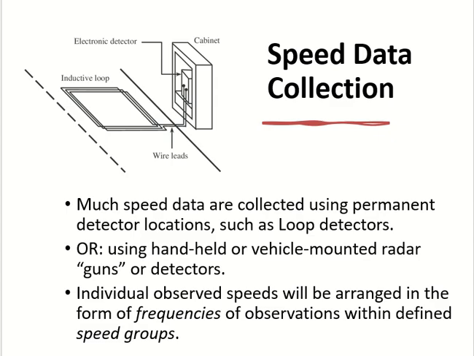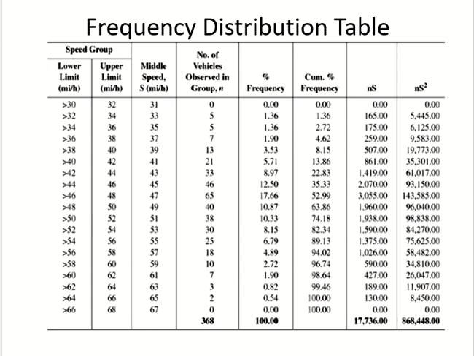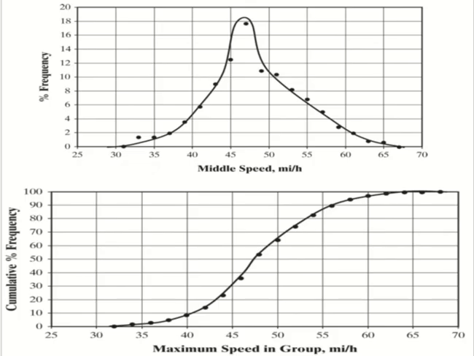How do we collect spot speed data? Once we collect it, we have to have it in the form of a frequency distribution, where the speed is in groups, and for each group you have the number of observations. So we don't have raw values, we have groups and observations. Using this data, we plot frequency distribution graphs. The first one is based on the frequency of each group. The second one is on cumulative frequency.